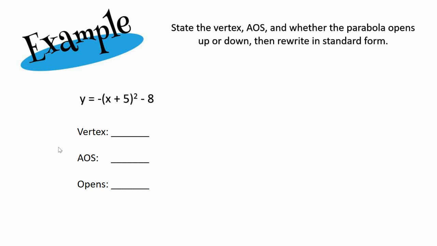See. So this says it wants you to put it all together. I'm going to do one example of putting it all together. So once again, your vertex here is negative 5, negative 8. You can see it right there in your H and K. Your axis of symmetry is going to be x equals the x value. So x equals negative 5. And it's going to open downward because we have a negative, and that's understood to be a negative 1.